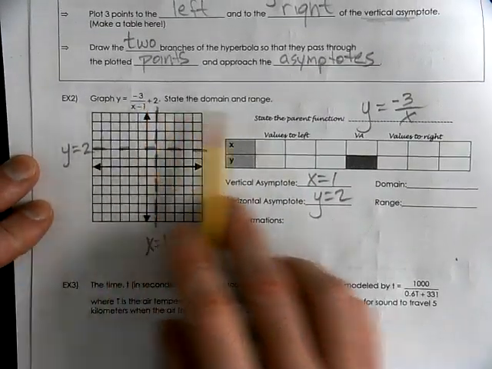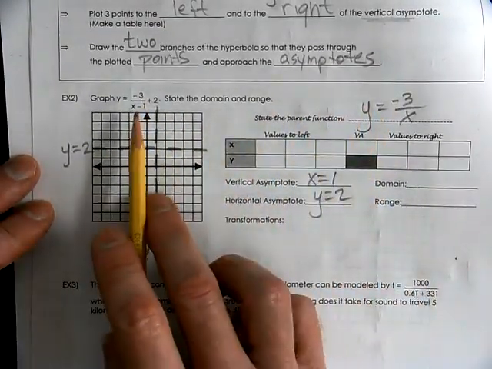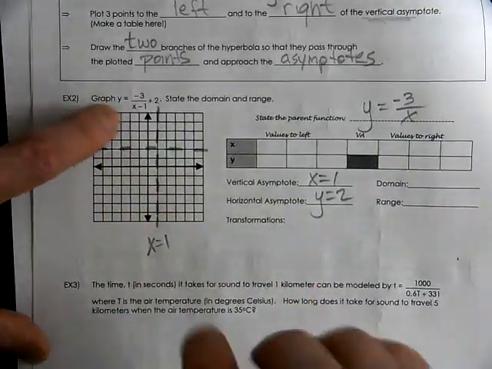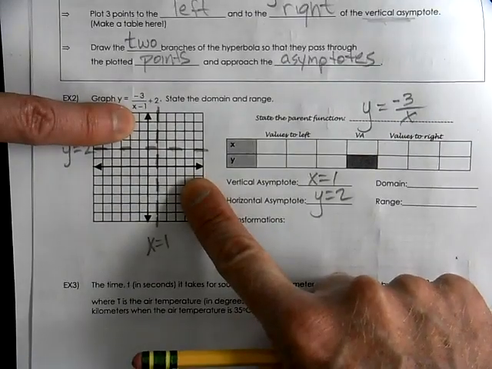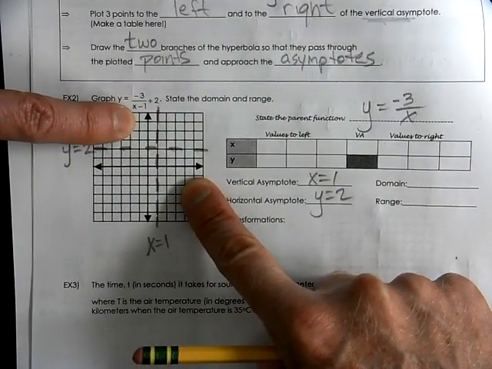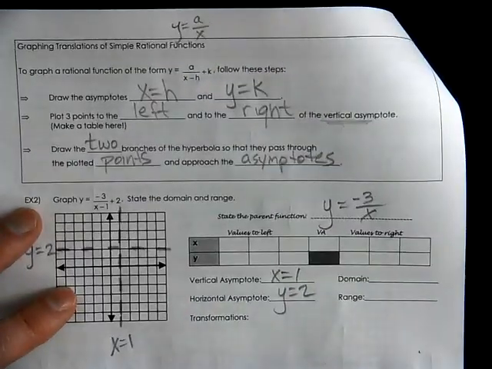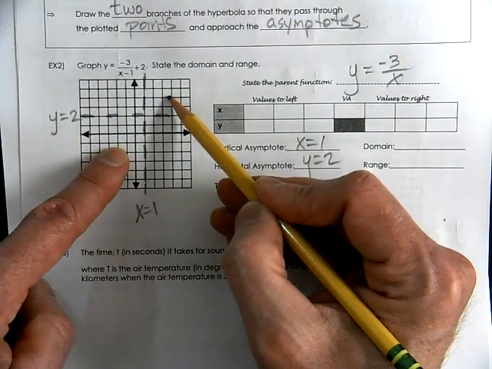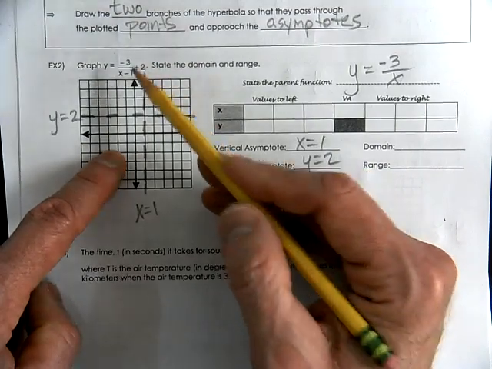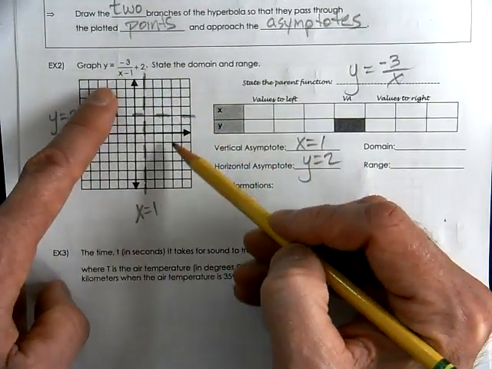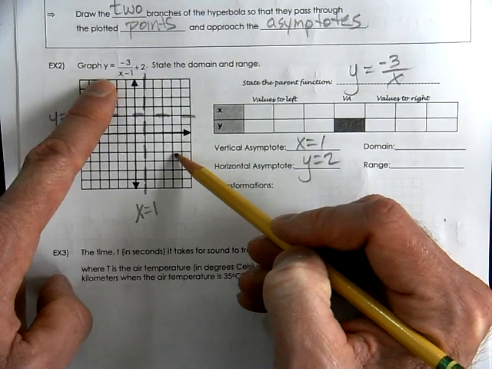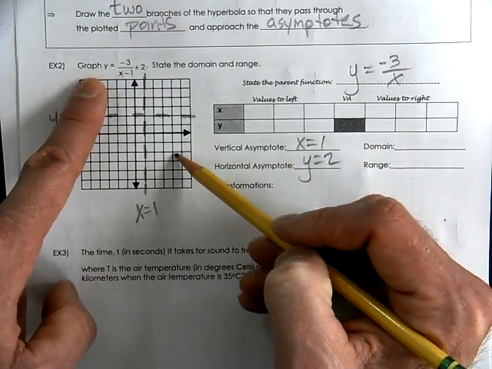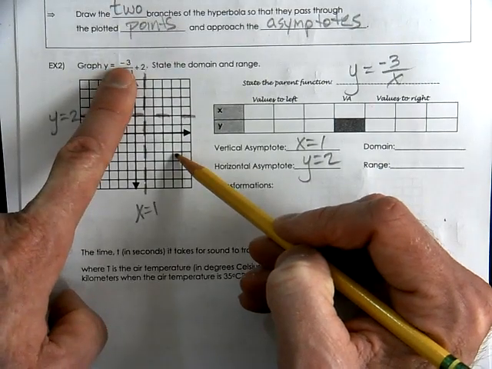Because this is negative, I'm expecting the branches to be in the opposite quadrants. Before, on the other page, we had our 2 branches in the first and third quadrant. Now with a negative, we're going to reflect it over the x-axis, and that's going to give us the second and fourth quadrant. That's because of the negative.